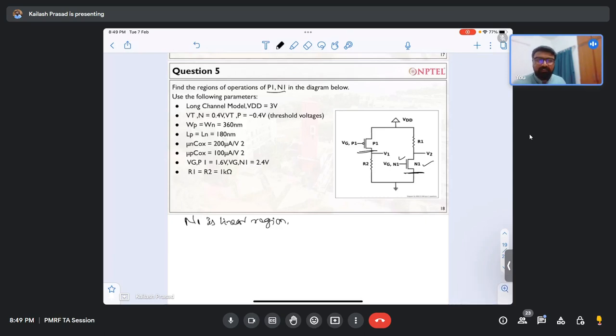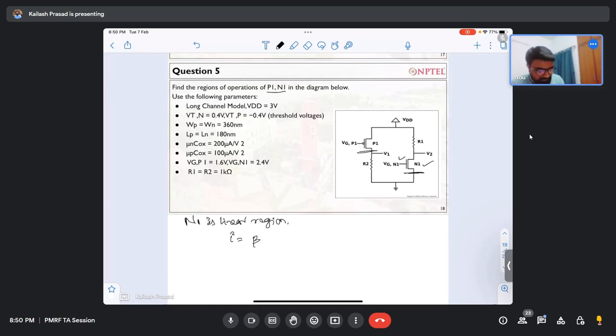So if N1 is in linear region, the question is, what will be the current through this N1 transistor? What is the current equation in the linear region? Half mu n Cox W by L, VDS into (VGS minus VT) minus VDS by 2. VDS square by 2.